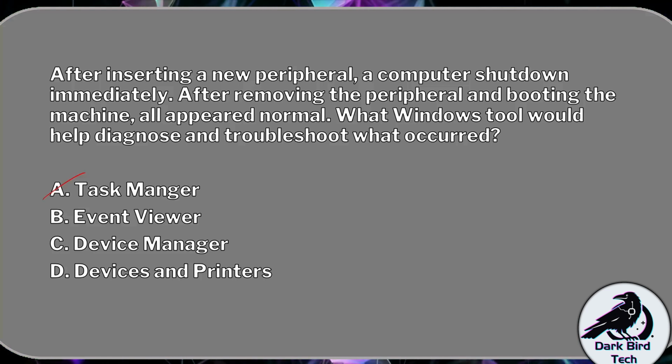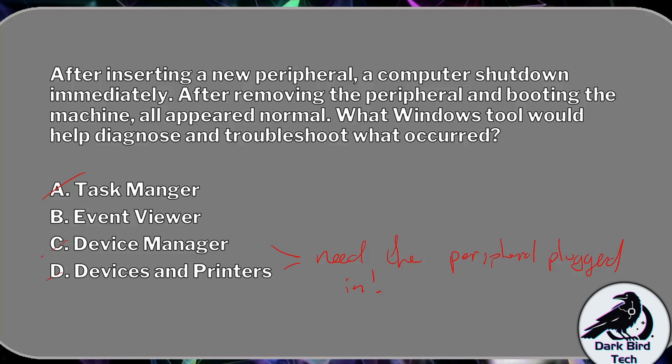Straight off the bat, I'm eliminating Task Manager. This is not something that is continually running, or an application that's open or anything like that. Task Manager would help me with a software-related issue. This is a hardware-related issue. So let's eliminate Task Manager from that. We have Event Viewer, Device Manager, and Devices and Printers. Now, the problem with both Device Manager and Devices and Printers is we need to have the peripheral plugged in, but this peripheral caused the computer to shut down immediately. So although pretty good options for troubleshooting devices, we are challenged.